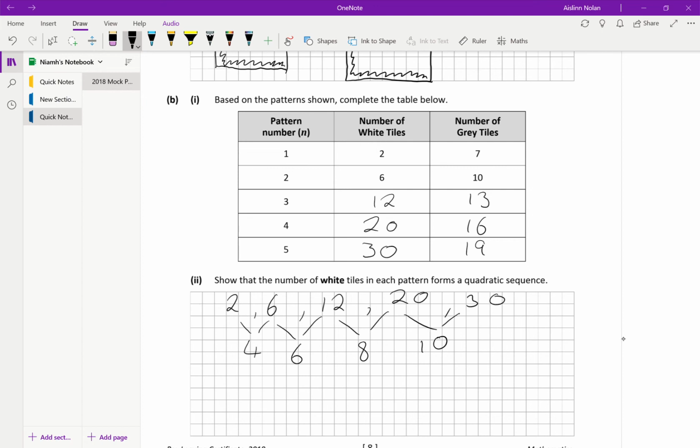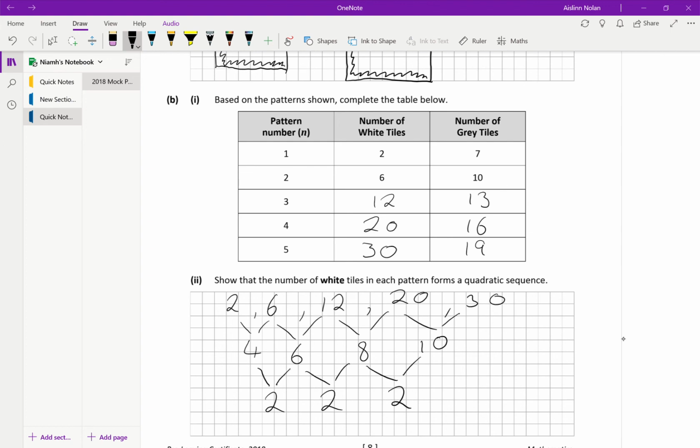And if we go now to the second difference, so the difference between 4 and 6 is 2. The difference between 6 and 8 is 2. And the difference between 8 and 10 is 2. That's the same difference each time, meaning that that sequence is quadratic.